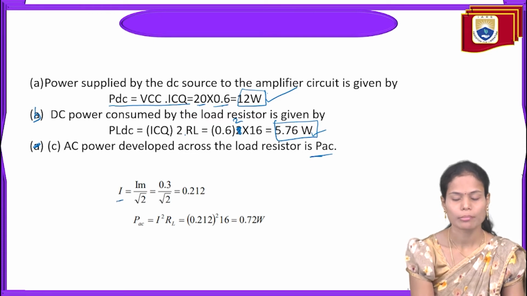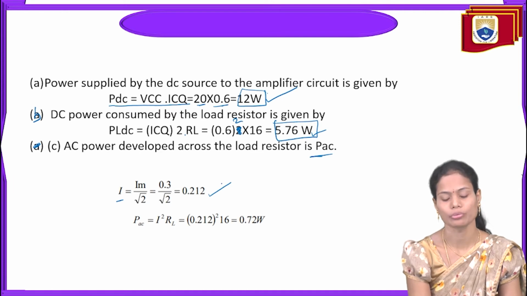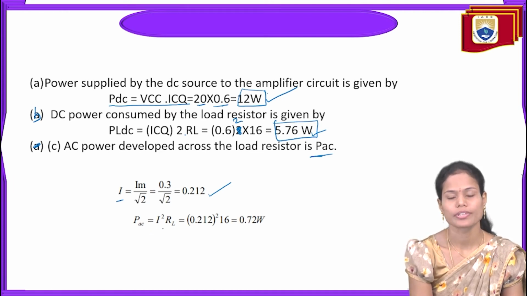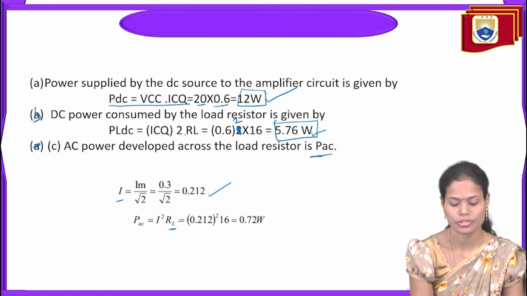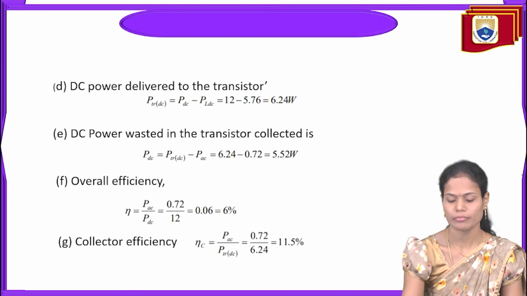So to calculate that, I am taking Im by root 2 here. The Im value is 0.3 divided by root 2. We will get it as 0.212 here. And the AC power is current into resistance, I square into load resistance. The I value is 0.212 whole square into the load resistance of 16 ohms. So we got it as 0.72 watts.